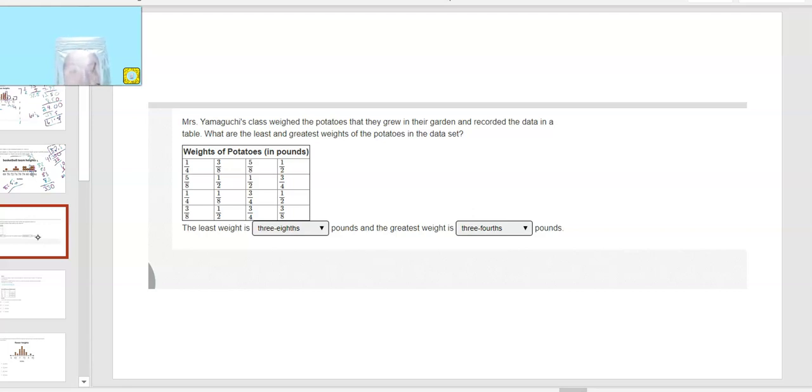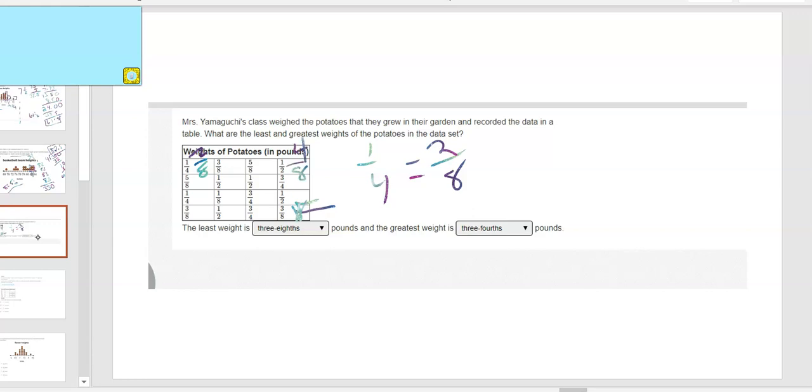Mr. Yamaguchi's class weighed the potatoes that they grew in their garden and recorded the data in a table. What are the least and greatest weights of the potatoes in the data set? Well, first you're going to have to get them all into the same fraction so that you can compare them. So 1/4 is equal to what over 8? 4 times 2 is 8, so that means it's 2/8.